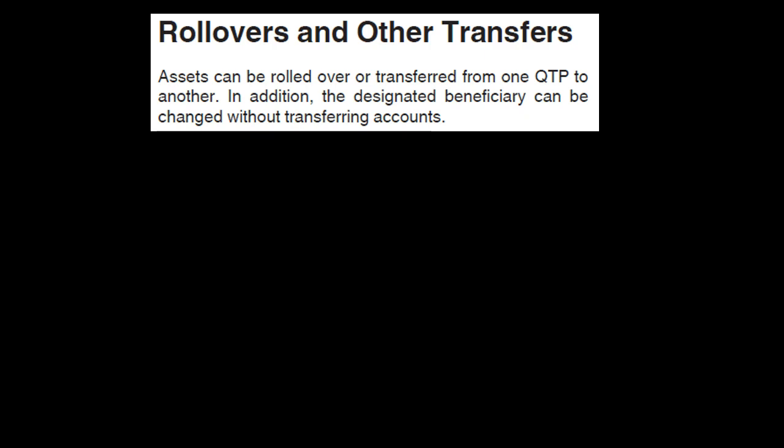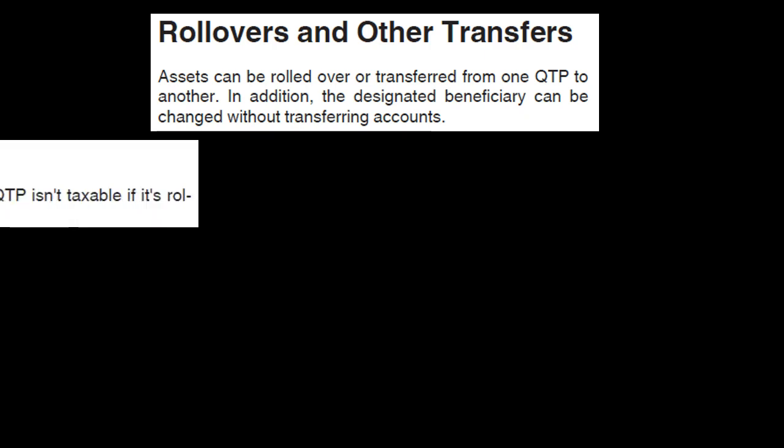In addition, the designated beneficiary can be changed without transferring accounts. So it's possible to take the accounts from one tax beneficiary account, the QTP account, and put it into another QTP account. And it's also possible then for the beneficiary in some cases to be changed, and that might make it easier rather than rolling from one account to another. Possibly the need would be to change the beneficiary of the one QTP account.